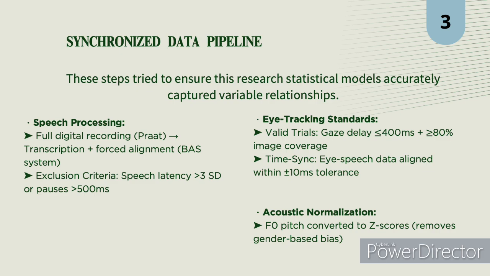For eye tracking, only fixations with a duration of less than or equal to 400 milliseconds and micro movement amplitude of 400 milliseconds were retained. Additionally, F0 was converted to Z-scores to eliminate gender-based acoustic differences. These steps ensure these research statistical models accurately capture variable relationships.